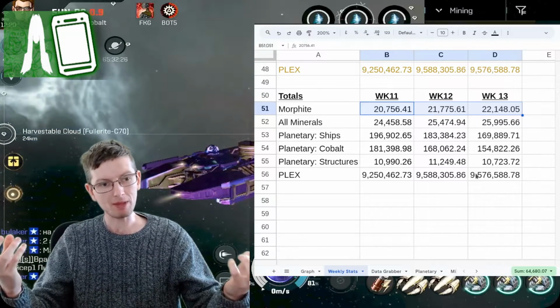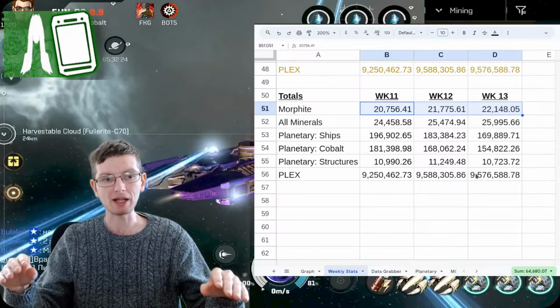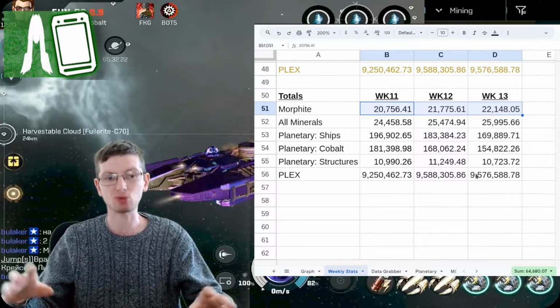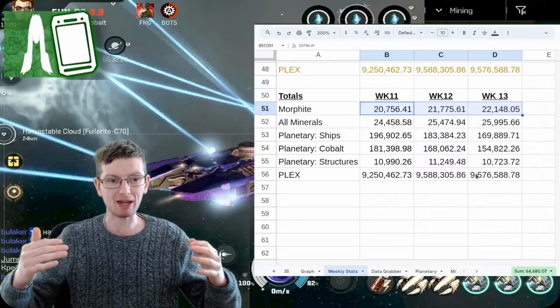All I can presume is that there was no change in supply, that the same miners as always were out mining, and therefore that the demand has increased.